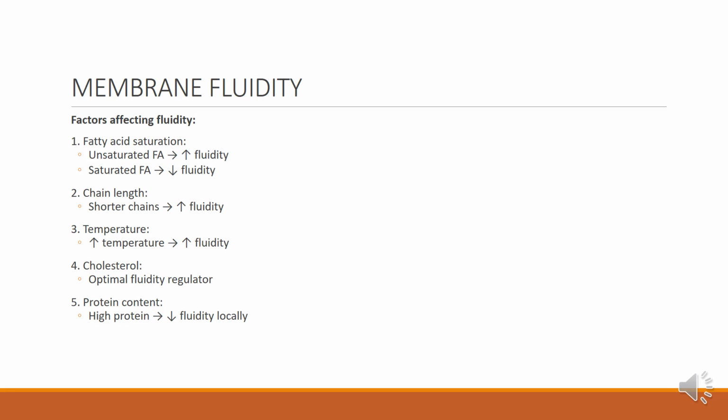Membrane fluidity is influenced by several factors. Factor number 1, fatty acid saturation. Unsaturated means increased fluidity, and saturated means decreased fluidity. We can understand that saturated means all the bonds of the carbon are full within each other, so the fluidity is decreased, and unsaturated is more flexible, hence high fluidity.